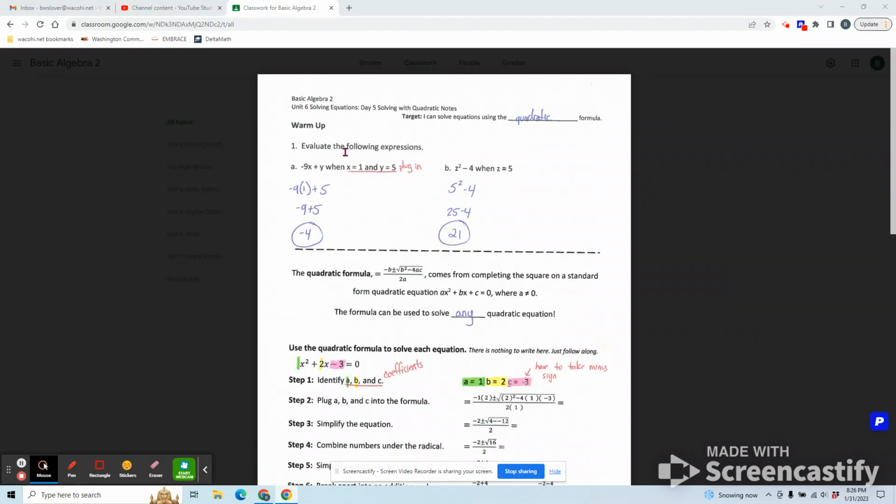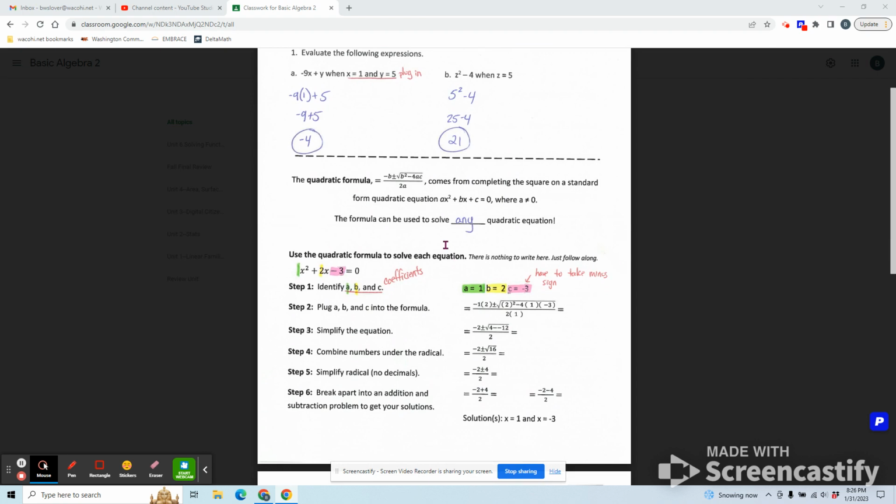So here's our warm-up. I'm asking you to evaluate the boundary expressions. I tell you that x is 1 and y is 5. You need to plug that in where you see x and where you see y and then simplify. Same thing on letter B, but this time I'm asking you to plug in z is 5. So z squared, so 5 squared minus 4. Get 25 minus 4 is 21.